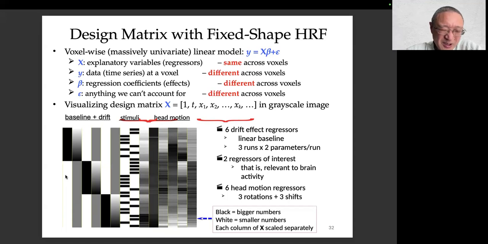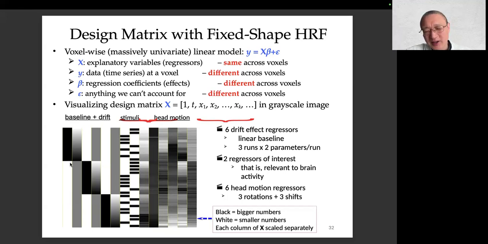But for multiple runs, we take a break while the participant still stays in the scanner. For example, a 5 minute break, then we resume the scanning, so that we have multiple runs. In this case, we have 3 runs. So that's why the first column is totally black, that means horizontal, that's their baseline.